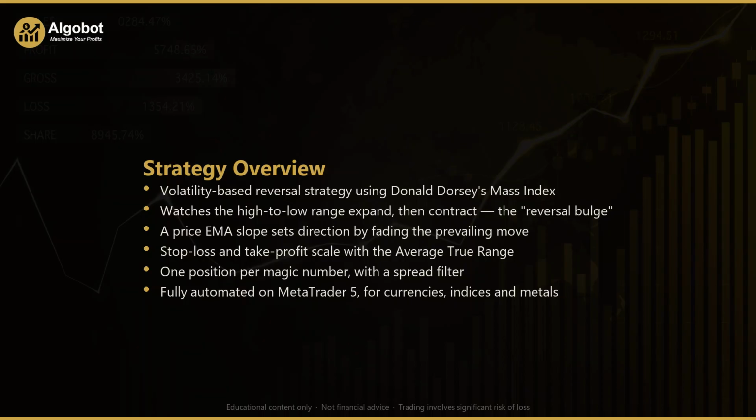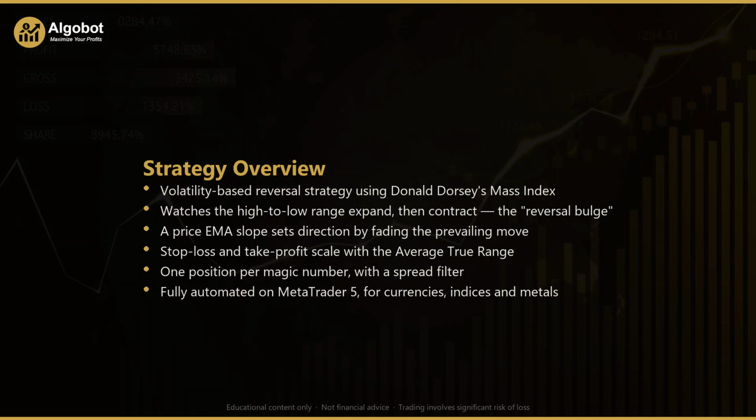Because the Mass Index says nothing about direction, the expert advisor pairs it with a simple price moving average to read which way the market has been leaning. If price has been climbing into the bulge, the strategy treats that as an up move running out of steam and looks to trade against it. If price has been falling, it treats that as a down move losing energy and looks the other way. This approach is known as fading the prevailing move.